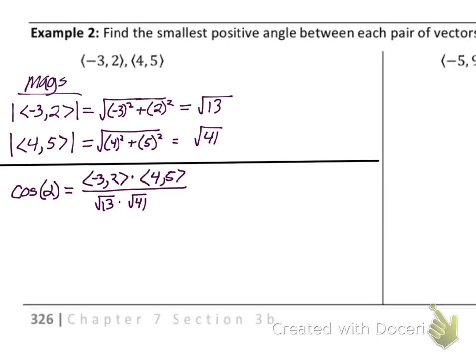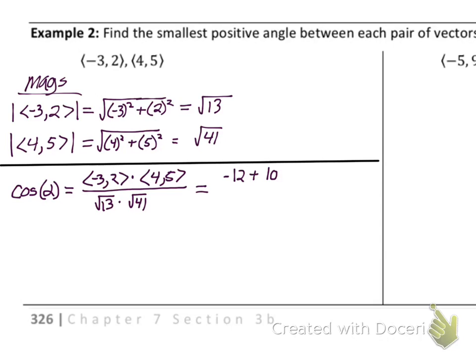All right, remember our dot product should end up with one number. We're going to do our A sub 1 times our B sub 1, so negative 3 times 4 is going to give me negative 12, plus 2 times 5, which gives me 10. I don't have a ton of room here.